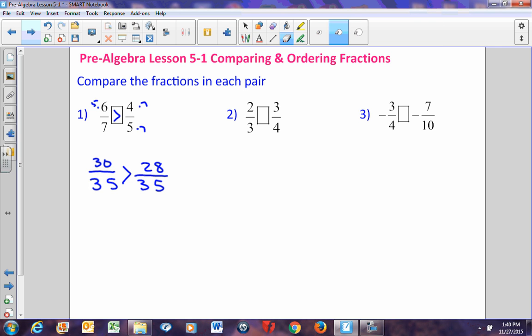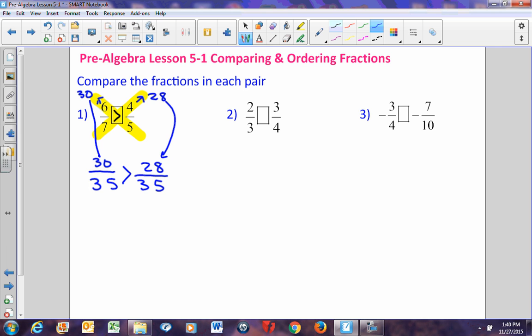Now, interestingly enough, there's another little trick that you can do. It's a little shortcut in mathematics. You have to multiply in an x, but we multiply up instead of down. So if I multiply up that way and up that way, 6 times 5 is 30. 7 times 4 is 28. Notice, same exact numerators as we had right here. And you can compare your fractions that way as well, as long as you multiply up.